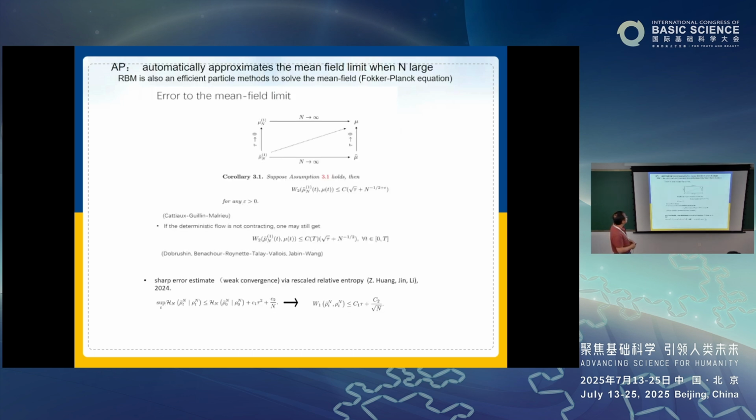And what about the mean-field limit? Actually, if you take the n to infinity limit, you get the Fokker-Planck equation. The mean field limit is the Fokker-Planck equation. So this method is not only a good method to solve a particle system, it can also be viewed as a particle method to solve the mean field equation, the Fokker-Planck equation. The random batch error is like square root of tau. The mean field error is 1 over square root of n.